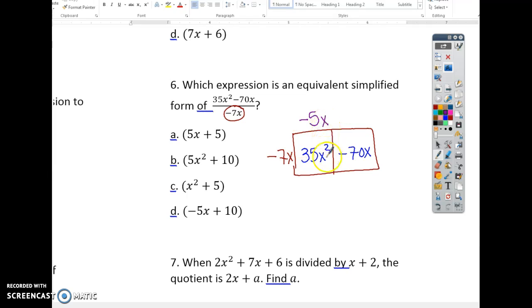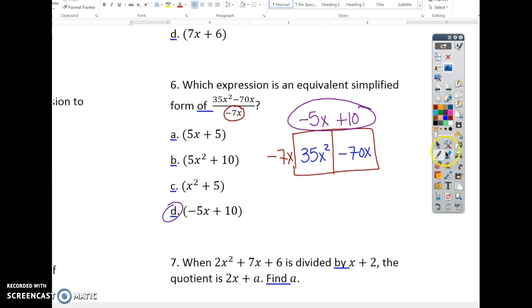X times x has to give you this one. Negative 70 divided by negative 7 is a positive 10. And I don't need an x here because I already have an x here, and my answer has an x right here. So this is the answer, which is D.